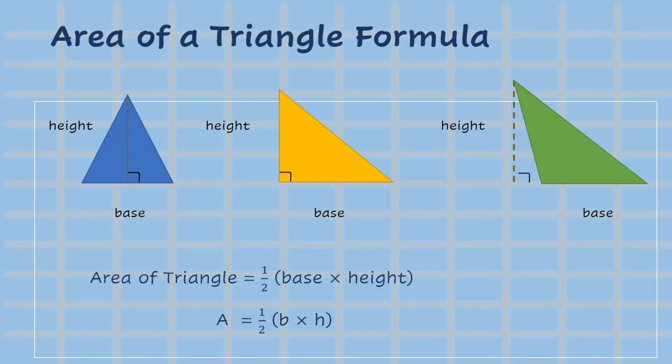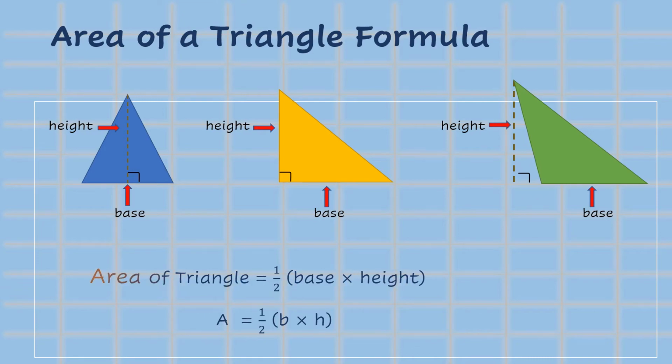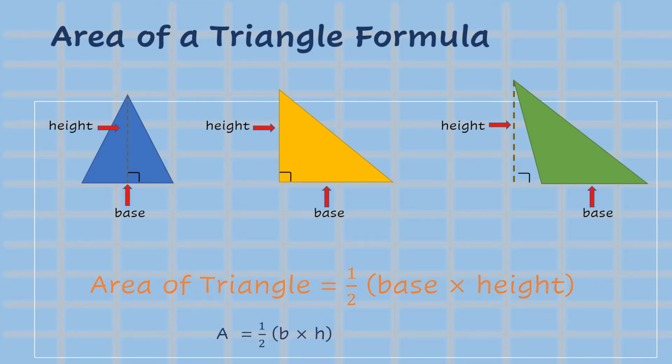Now you can easily understand the formula that is used to find the area of a triangle. Here I have highlighted the height and base of each of these triangles, which are totally different from each other. But the concept of the height and base remains the same. You can see that the height of each triangle is making a 90-degree angle with the base. Now the area of a triangle is simply half times base multiplied by the height.